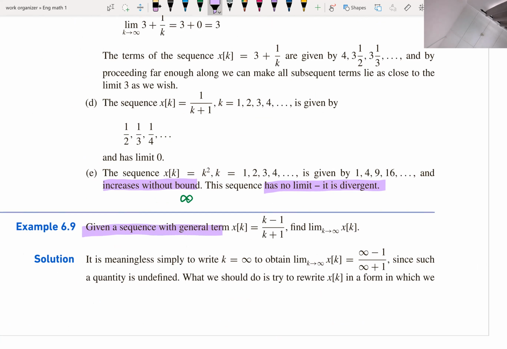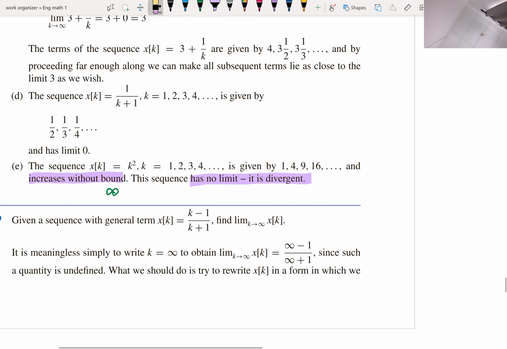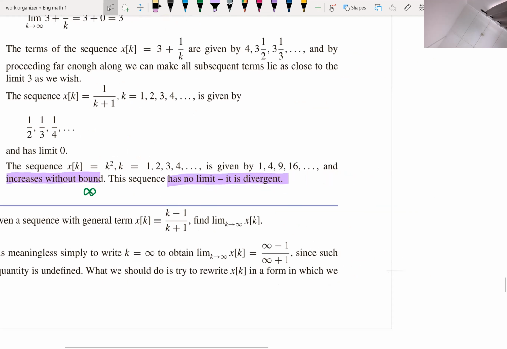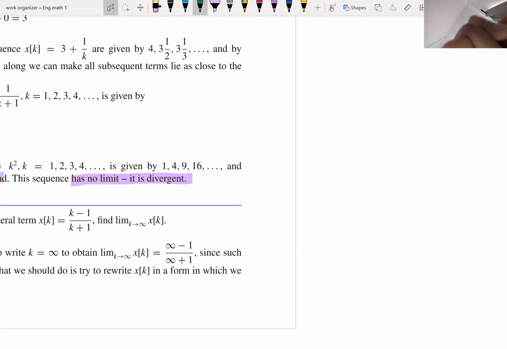Given a sequence with general term s of k, in terms of a fraction, we have to find the limit as k goes to infinity. In this case, first I write it down again: s of k equals k minus 1 over k plus 1.